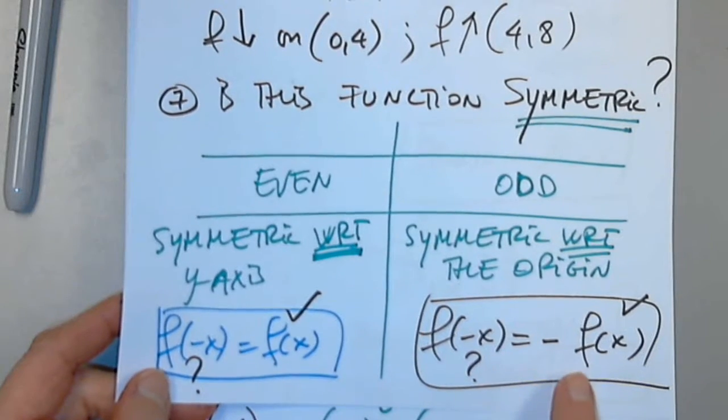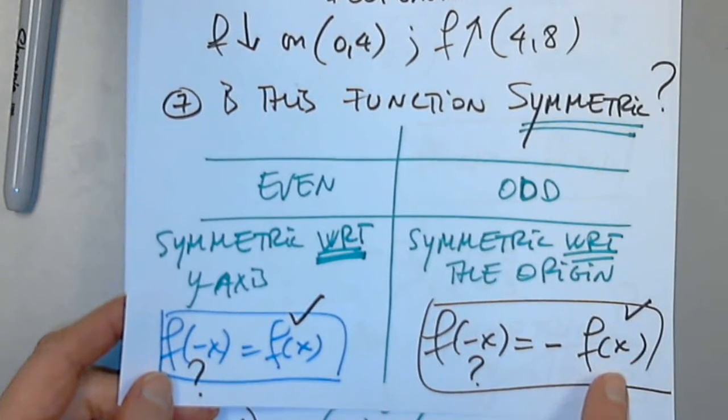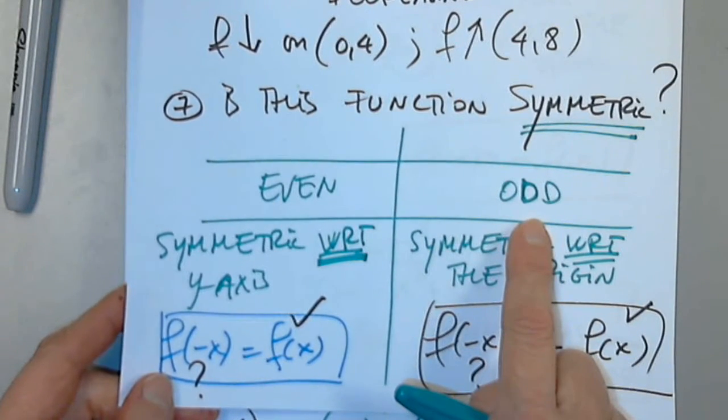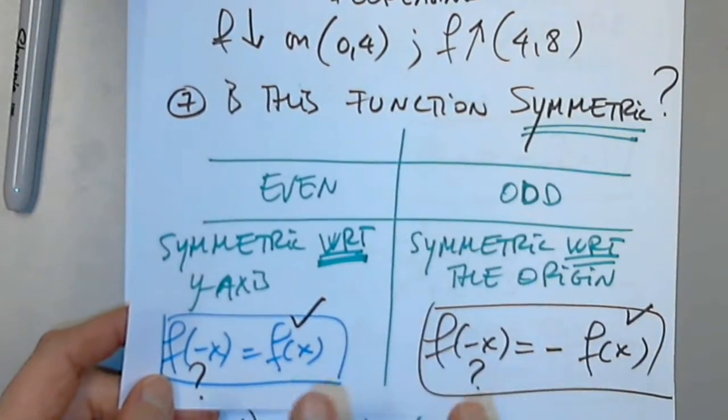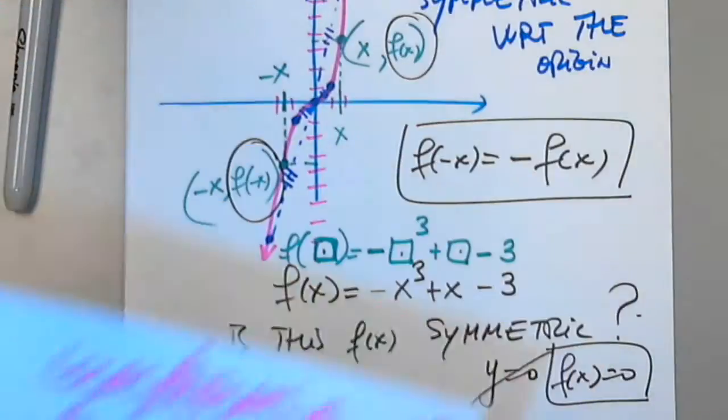Even. Correct. Then, if it's not even, I will calculate the opposite of f of x. Assuming this is true, what will I conclude about the function? Odd. Correct. What if none of them works? Not symmetric. Exactly.